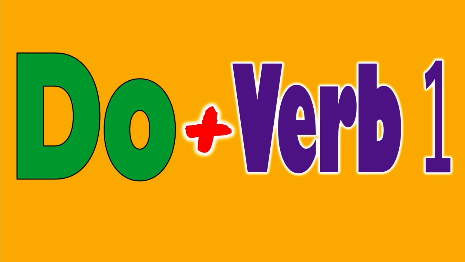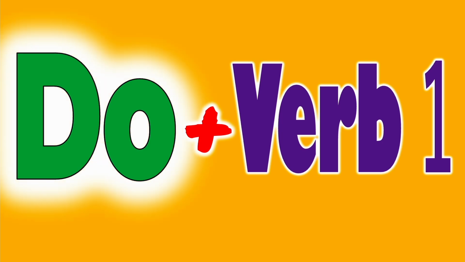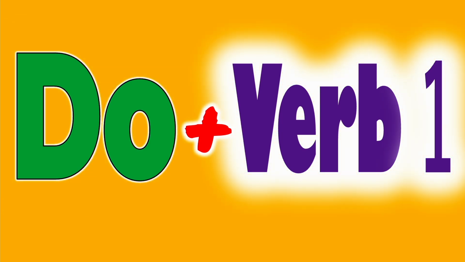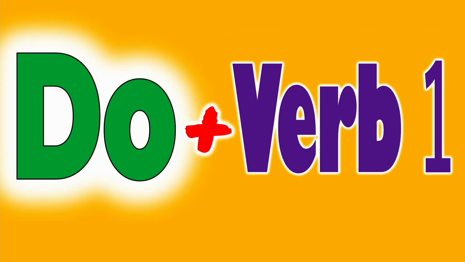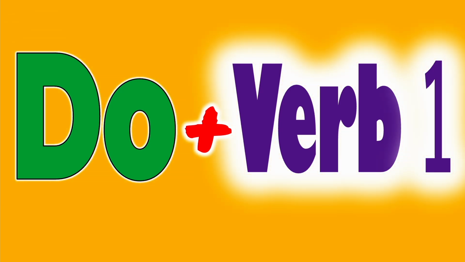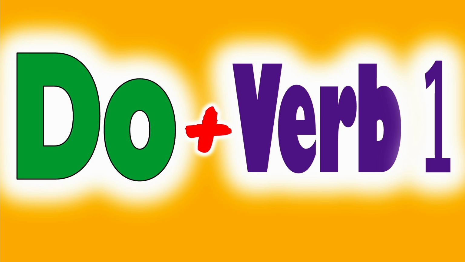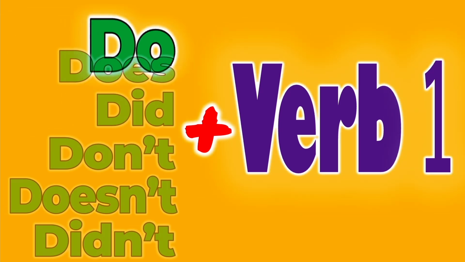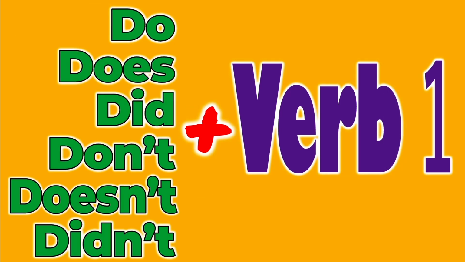Do plus verb 1. If you use do, you use verb 1. If you use verb 1, you're using do. Remember them as a team or a set or a pair or a married couple. They always work together. Do always uses verb 1. And remember, it's not only do. Does uses verb 1. Did uses verb 1. Don't, doesn't, and didn't all use verb 1.